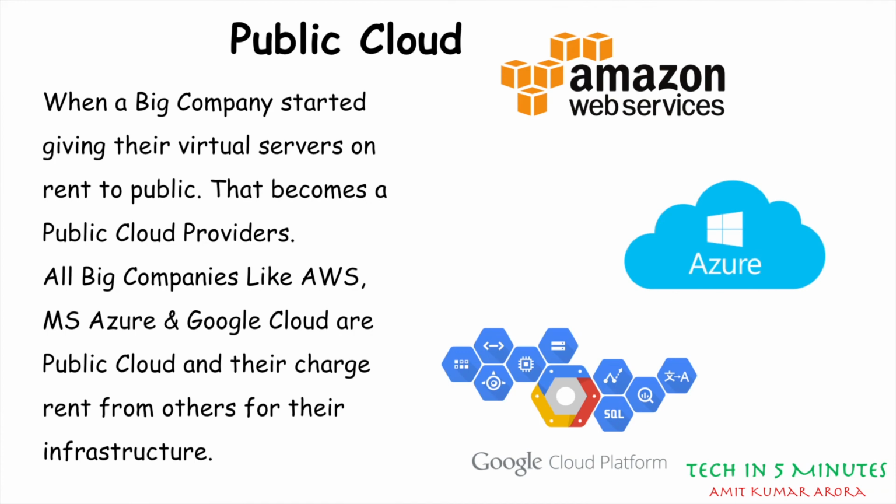So what is a public cloud? A public cloud is a company which provides their infrastructure for rent to the public. For example, Amazon. Amazon is the biggest player in the market. Then Azure and Google Cloud are also coming into the market. They all are public clouds who provide their infrastructure to the public and take some amount as rent for their infrastructure. That is called a public cloud.